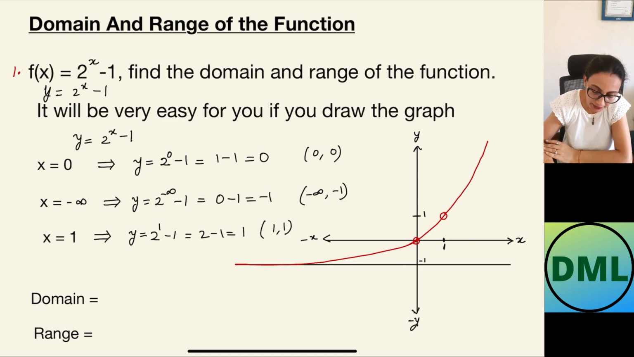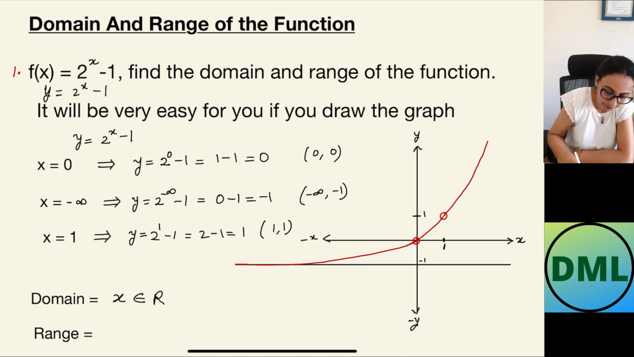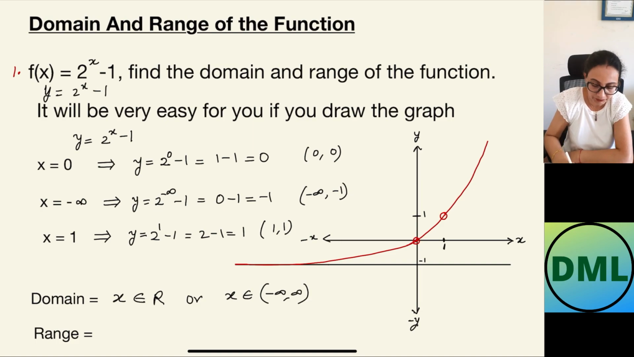Now that we have the graph in front of us, what is the domain for this graph? The domain for this graph is from minus infinity to infinity. That means all the real numbers is the domain for this question. Let's write the answer here. Domain will be given by x belongs to all real numbers, or you can say x belongs to minus infinity to infinity. That will be your domain.